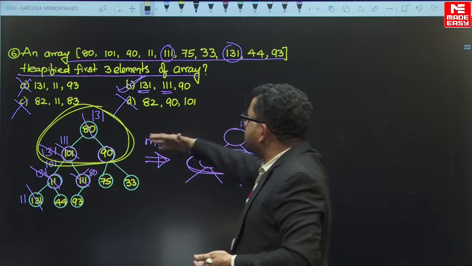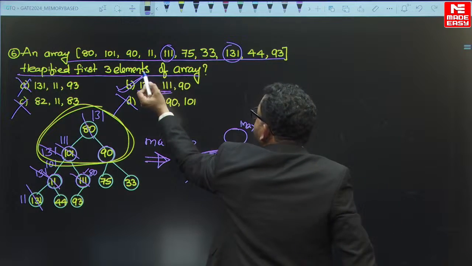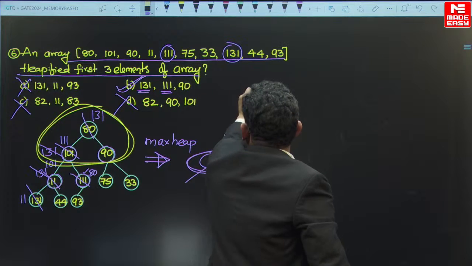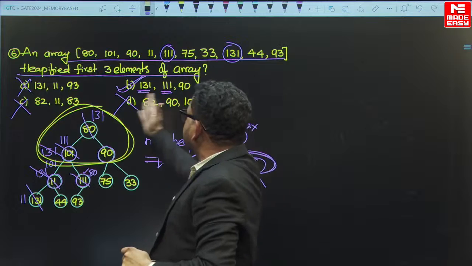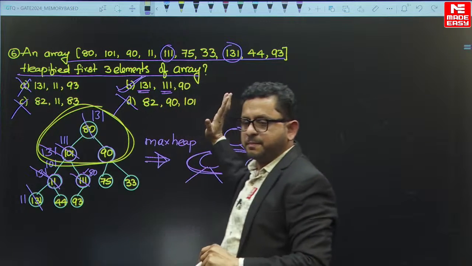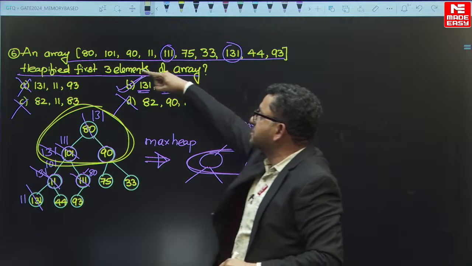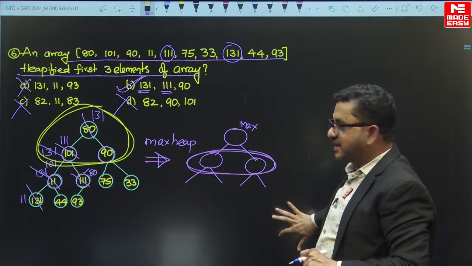So how did we come to know it's a max heap only? Because in the options, if it were a min heap, the first minimum and the second minimum should both be in the options. The first minimum 11 and second minimum 33 are not in any of the options, so definitely it should be a max heap only, because the question does not mention min heap or max heap, as per the data which I received.